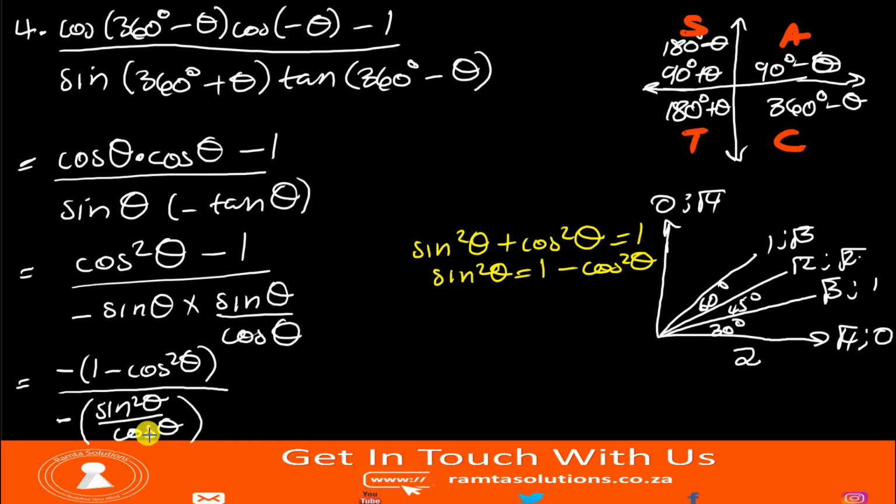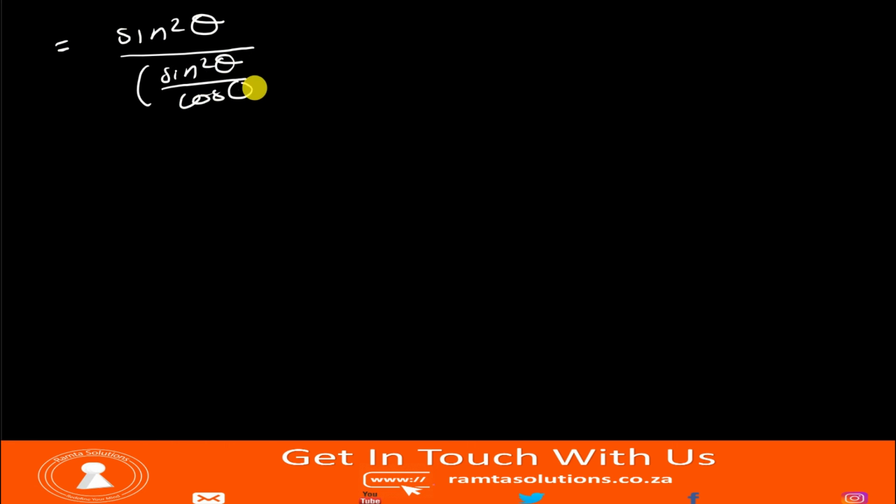Okay? Perfect. Now, this part here is sine square. Can you see that? The 1 minus whatever is sine square. But as you can see, these negatives will cancel. So we are left with sine square over sine square theta over cos theta.